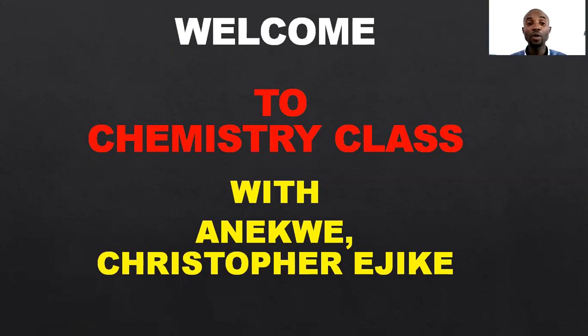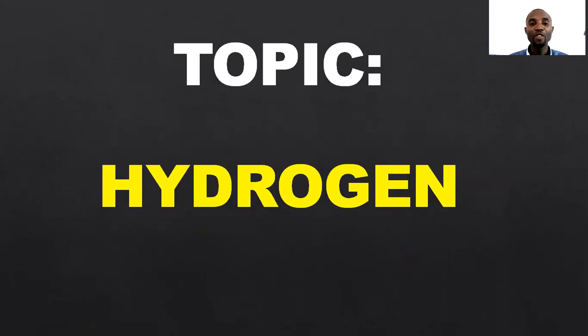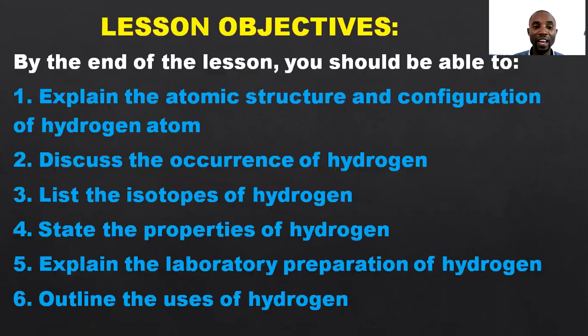All right, today we are going to be looking at the topic hydrogen. Hydrogen is the topic of our today's class. Of course, hydrogen is an element, the first element in the periodic table. We are going to look at what it takes and the relevance of it around us. By the end of this class, you should know how to explain the atomic structure and the configuration of hydrogen atom.